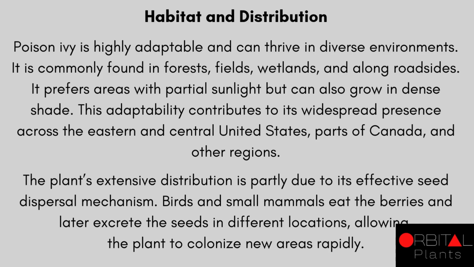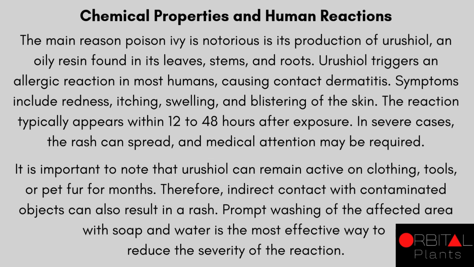The plant's extensive distribution is partly due to its effective seed dispersal mechanism. Birds and small mammals eat the berries and later excrete the seeds in different locations, allowing the plant to colonize new areas rapidly. Chemical properties and human reactions. The main reason poison ivy is notorious is its production of urushiol, an oily resin found in its leaves, stems, and roots. Urushiol triggers an allergic reaction in most humans, causing contact dermatitis.